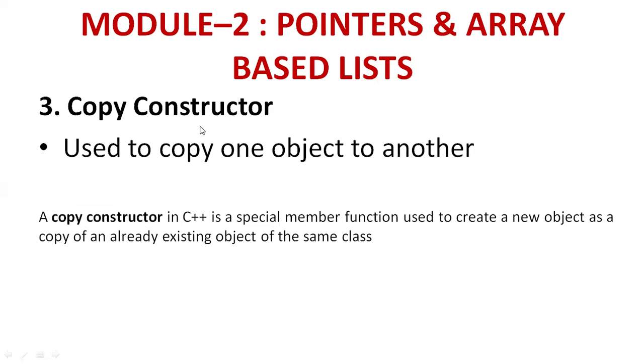What do you mean by copy constructor? It is used to copy one object to another. That is called a copy constructor. A copy constructor in C++ is a special member function which is used to create a new object as a copy of an already existing object of the same class. That is called a copy constructor. I hope you understood the meaning of copy constructor.